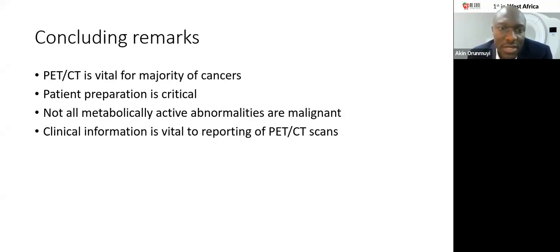So not every metabolic abnormality is malignant, and not every malignant disease will show metabolic activity on a PET. That's why the clinical information is very vital. I hope that with these remarks, I've been able to, in a short time, touch on the major things about PET-CT. And I'm sure whatever I missed, my other colleagues would do justice to that. So thank you for listening. I've come to the end of my session.